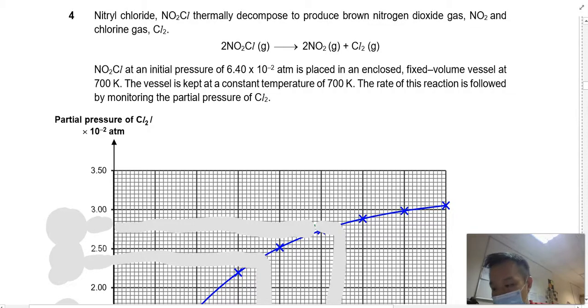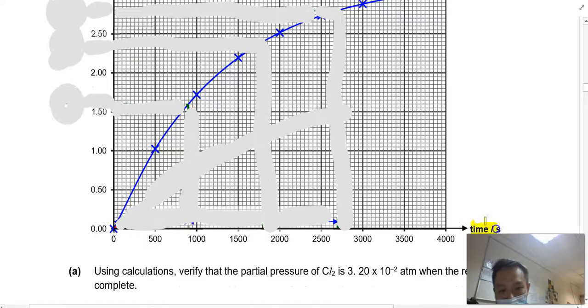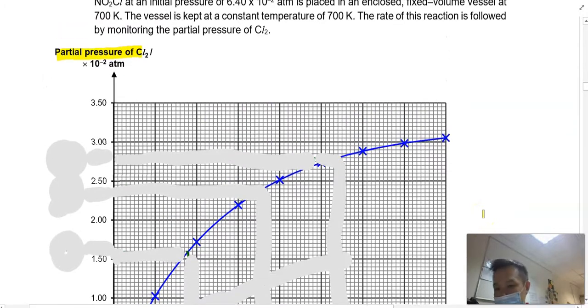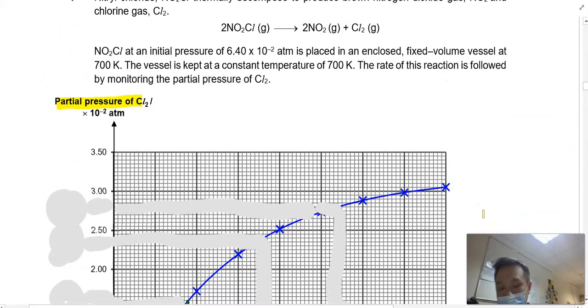Okay, question 4 of chemical kinetics tutorial. Okay, so in question 4, again, you are given graphical data. But in this case, if you look closely at the data, we are looking at the partial pressure of Cl2 against time. So, what's the main difference between this kind of graph compared with question 3 and question 2?